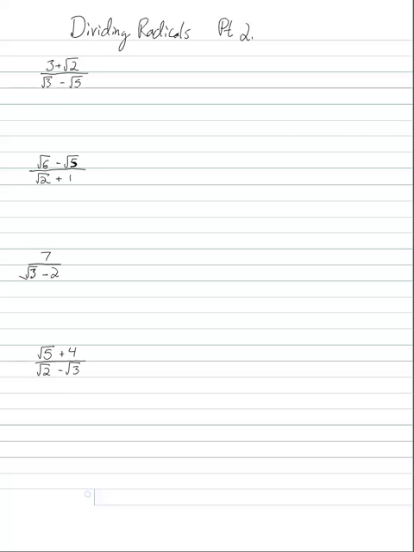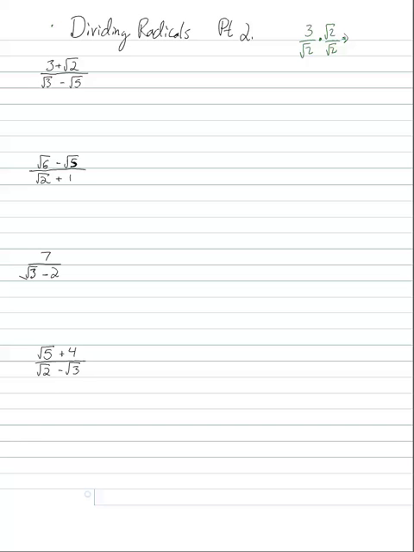Hey, so let's look at a second part of dividing radicals. In the previous video, we looked at dividing radicals when you just have a single radical in the denominator. By a single radical, I mean you have a monomial, something like 3 over square root of 2. When you have a monomial in the denominator, you can just multiply both top and bottom by that monomial.